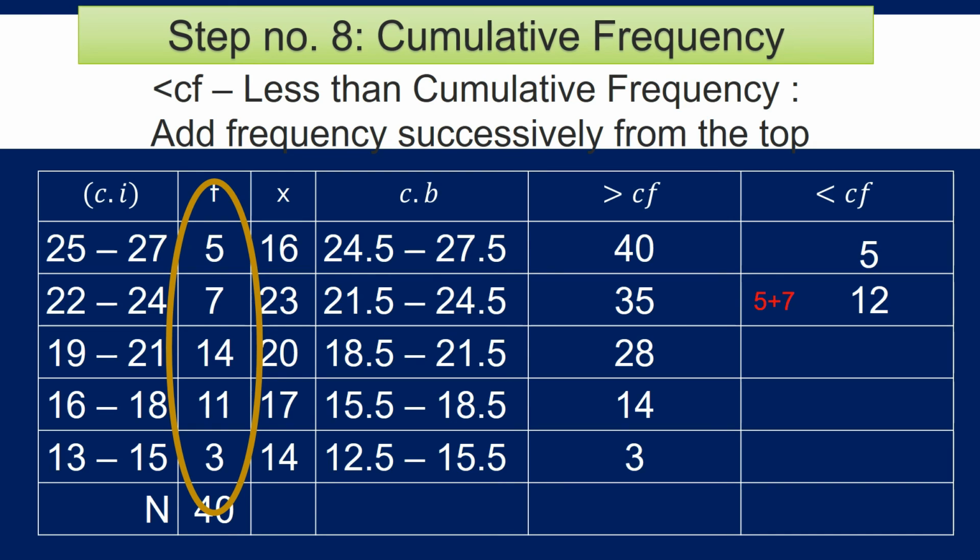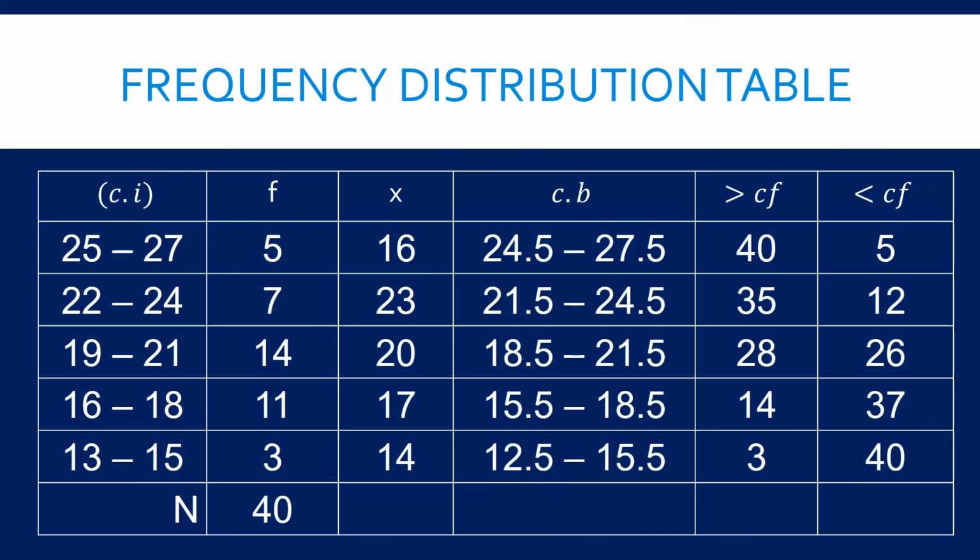And this 12 will be added to the next frequency, which is 14, that will give us 26. And this 26 will be added to the next frequency, which is 11, that will give us 37. And this 37 will be added to 3, the next frequency, and that will give us a total of 40. So we have completed our frequency distribution table.